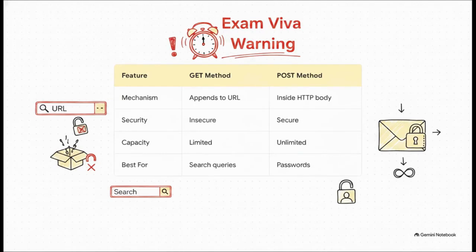Now listen closely to this part, because consider this a massive exam viva warning. You have got to memorize these differences. With get, data just gets appended directly to the URL. It's totally insecure. Seriously, submitting a password via get is basically like shouting your ATM PIN across a crowded room. It's really only meant for simple things like search queries. Post, on the other hand, is the heavy lifter. It hides data securely inside the HTTP request body and has unlimited capacity. For passwords or sensitive data, post is literally your only option.